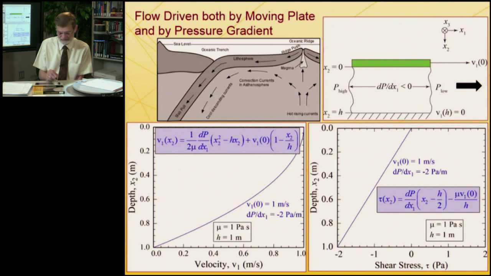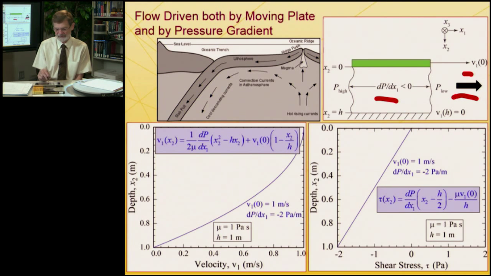We're going to have a situation where we have both a pressure gradient, high pressure on the left, low pressure on the right. Remember, it's negative because the x-axis is increasing to the right, but pressure is decreasing to the right. And we're pulling on that plate at some velocity v1. And we get a fluid flow in the direction indicated by the arrow.